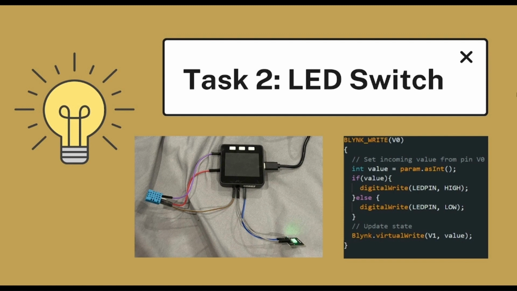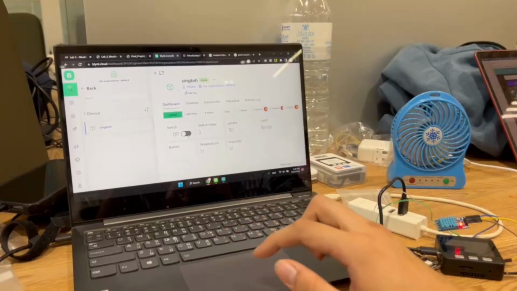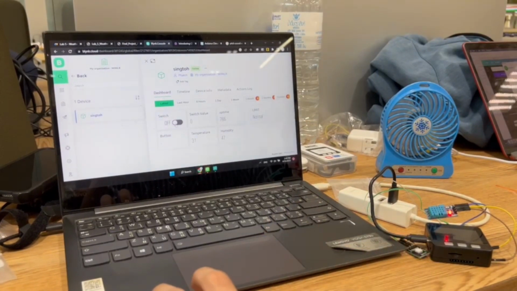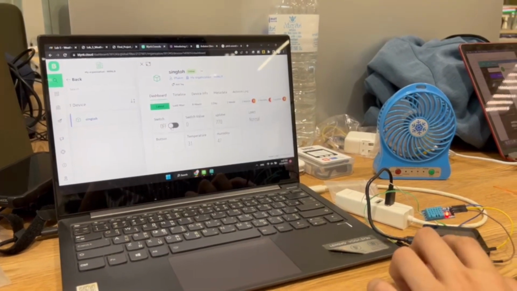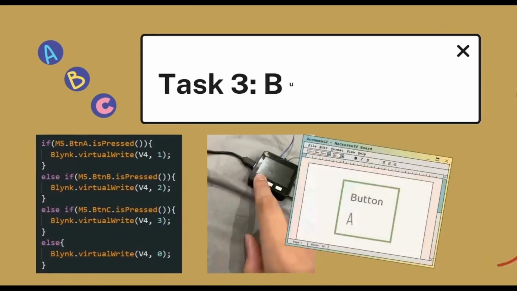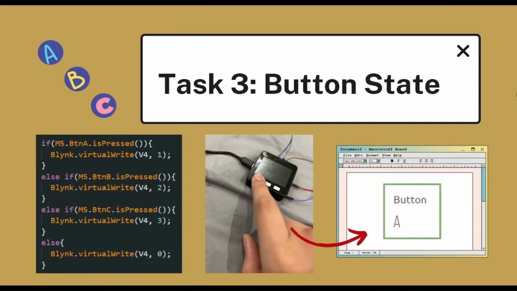When we click the off button, the value of V0 will be set to low, indicating that we want the LED to turn off. To control the LED, we will use the digital write function. This function takes 2 arguments, the pin we want to write to and the value we want to write.